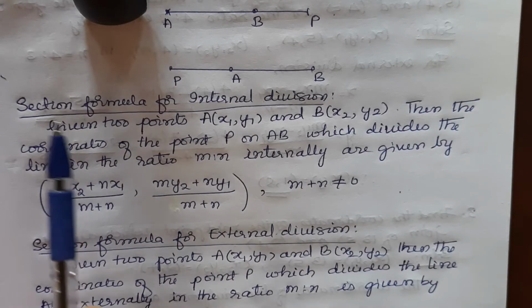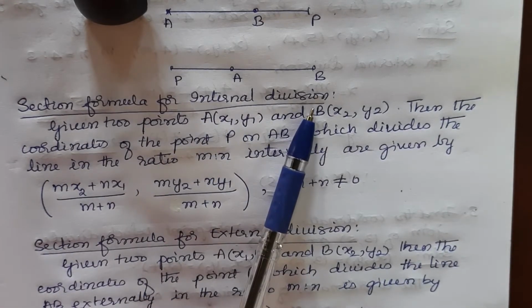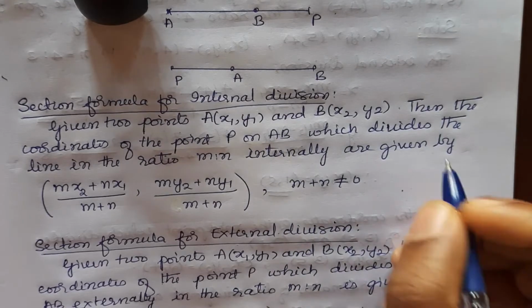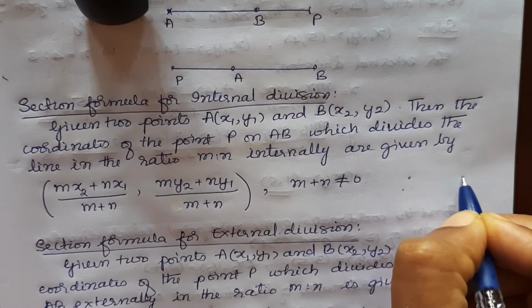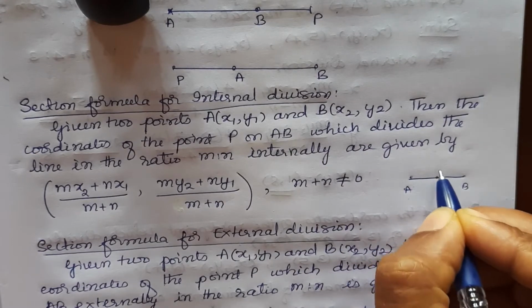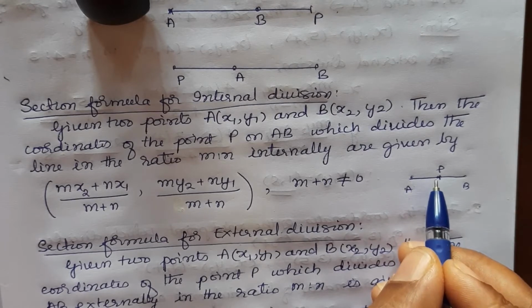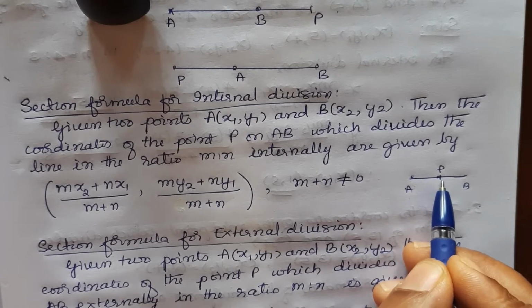Once we know what external and internal division are, we shall study the section formula for internal division. We already know internal division means I have 2 points A and B, and P is a point such that P is dividing A and B internally. If this is the case, then how do we give the coordinates of this point P?